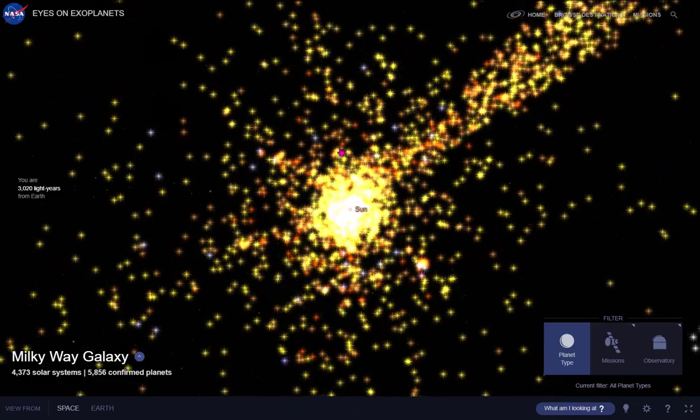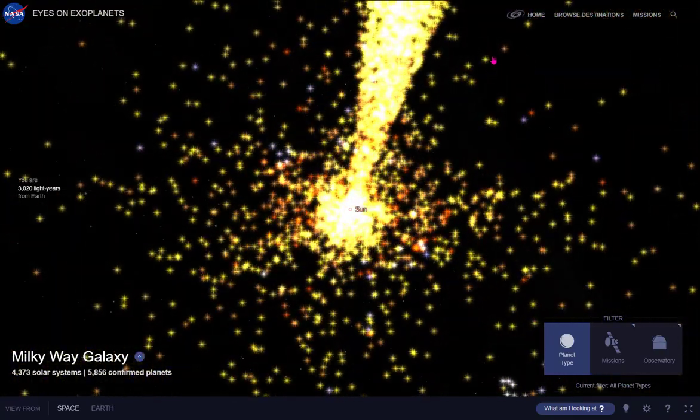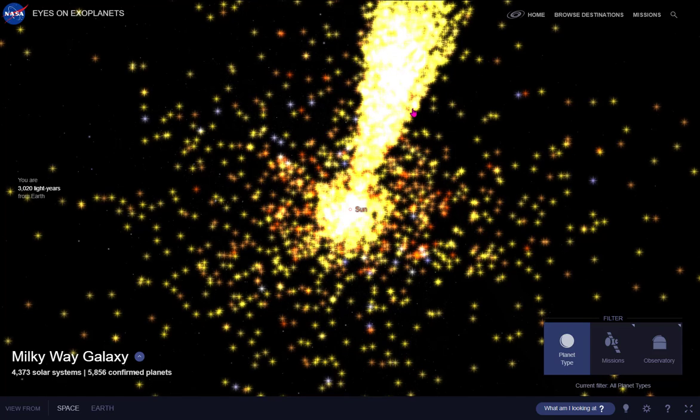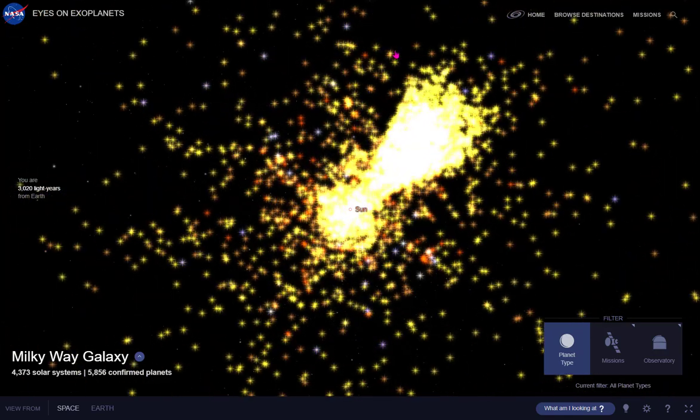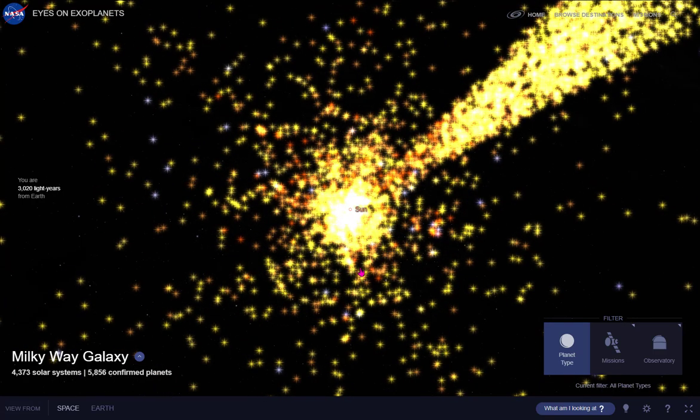Something you might notice that's a bit strange is this here. It looks like we have more planets in this direction. It's simply because one of the main telescopes that has been used to discover exoplanets, the Kepler telescope, was actually looking in this direction. So this is sort of the field of view of Kepler. It found a lot of exoplanets. It doesn't mean that there's more here. It just means that that's where we've looked. So that's why it looks like this.